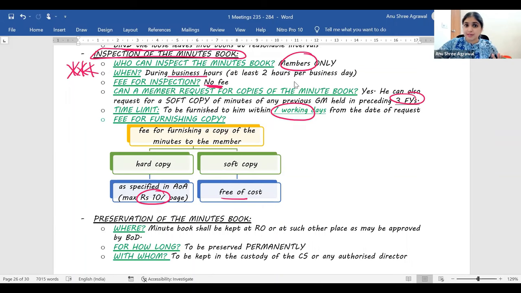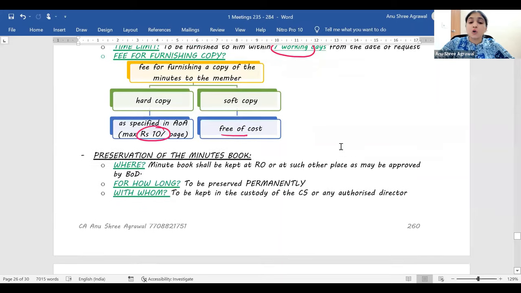Got it, guys? Simple, right? Inspection, who can inspect the minutes book? Only members. Just like the register of SBO, even here only the members can inspect. But when can they inspect? They can inspect during the business hours. For inspection, can we charge a fee? Inspection, we can't charge a fee. But can they ask for a copy? Yes. Hard copy, we can charge a fee. How much? 10 rupees per page. Soft copy, we can't charge any fee. If they're asking us for a copy, we have to give them the copy within 7 days. And last, how many years of minutes can they ask as a copy? Last 3 years minutes they can ask as a copy.